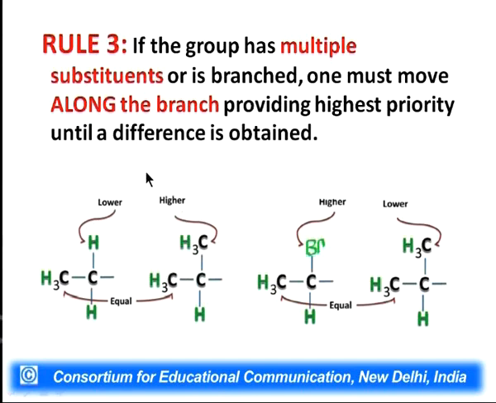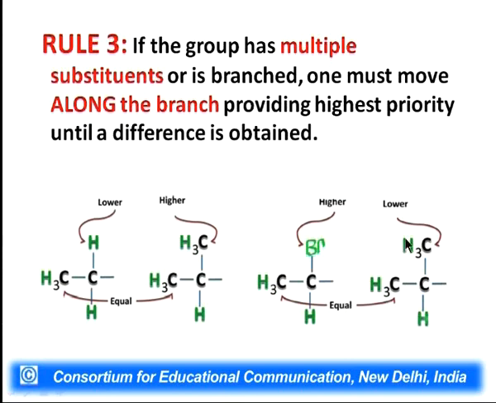That is, if these are the two groups, I will give priority number 1 to isopropyl and priority number 2 to the ethyl group. Now let us take up an example of bromoethyl and isopropyl. Now in this case, if we look into it, the carbon has the same atomic number, so the priority is the same. Hydrogen again has the same atomic number, we cannot decide on the basis of hydrogen.